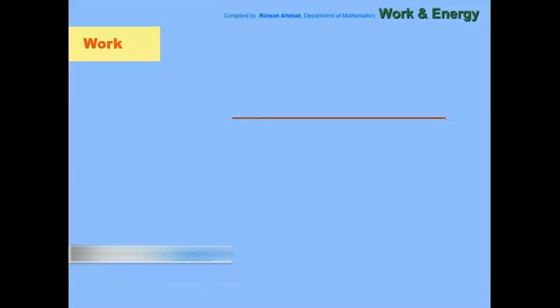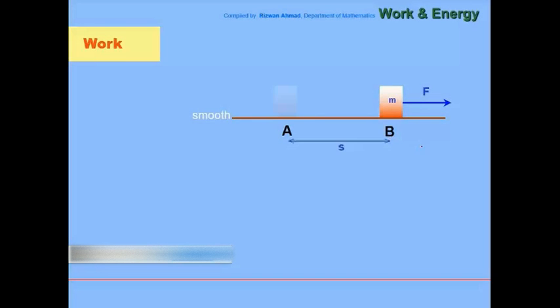Assume that this is a smooth surface and an object of mass m is placed on it. A force F Newton is applied to this object. So what will happen? This object will move in the direction of the force. Basically, work is done by this force to move this object from point A to point B, which is at a distance s meters.